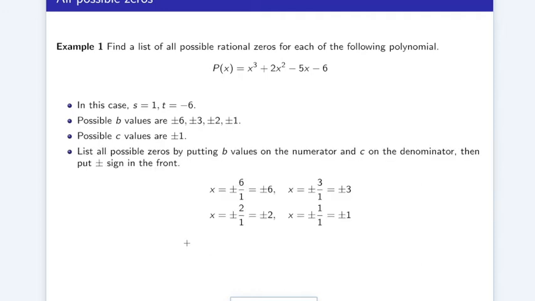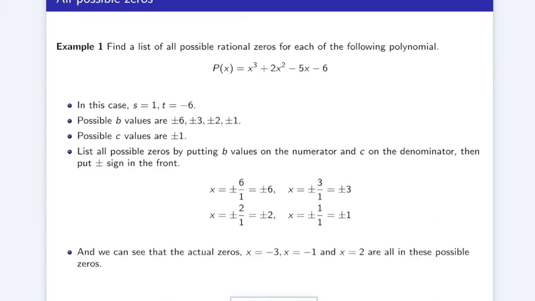So what we need to do is to put B on the top and then C at the bottom, and then we can find all the possible zeros. So in this case, we have 6, 3, 2, 1, and then at the bottom is just a 1. So we have 4 of them, and then we put a plus or minus sign in front of them. So now we have actually 8 numbers. So these are the candidates for our 0 of this polynomial here.